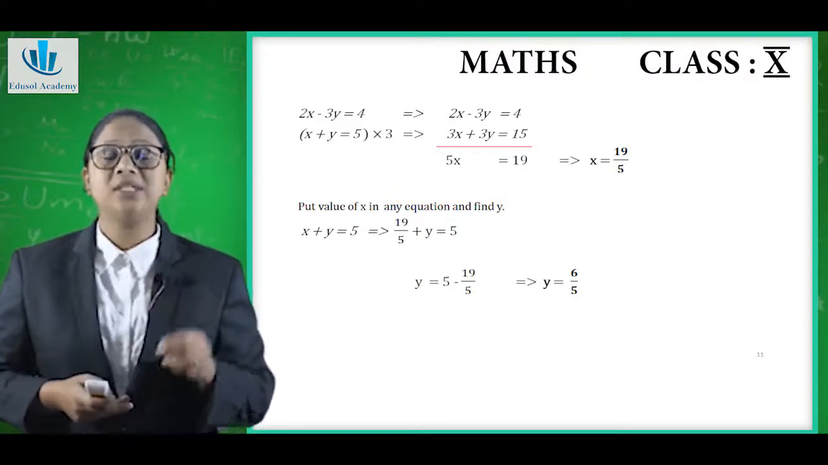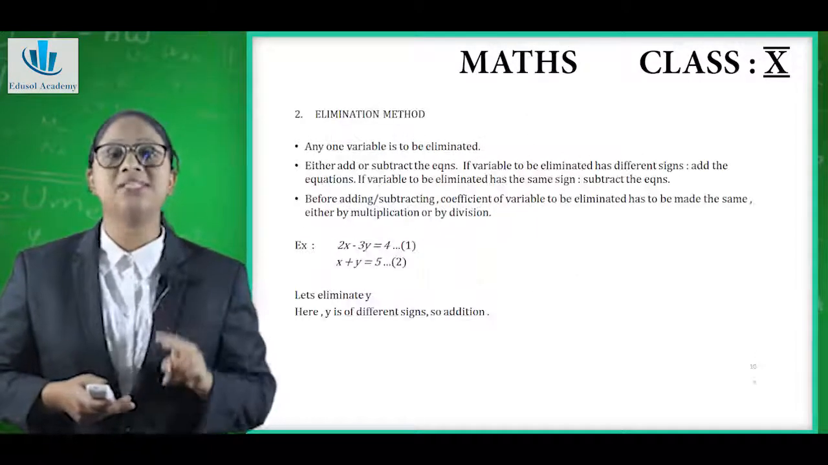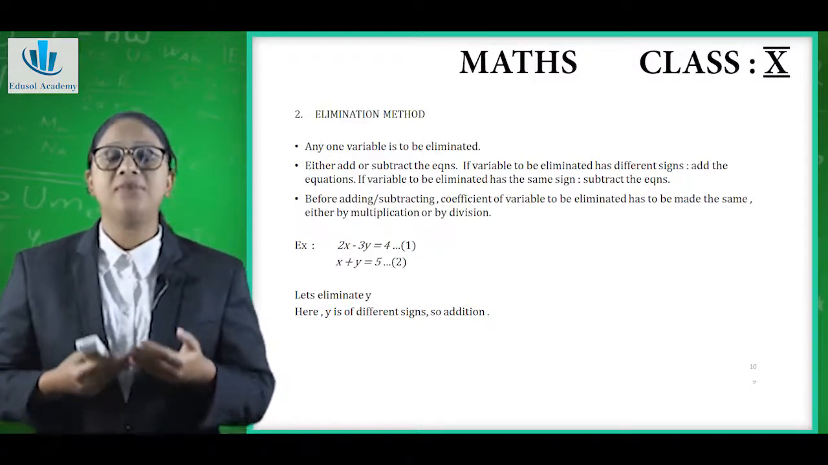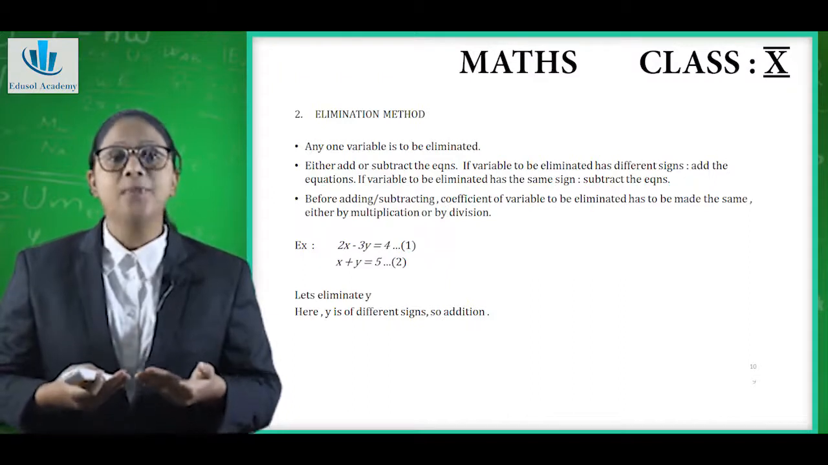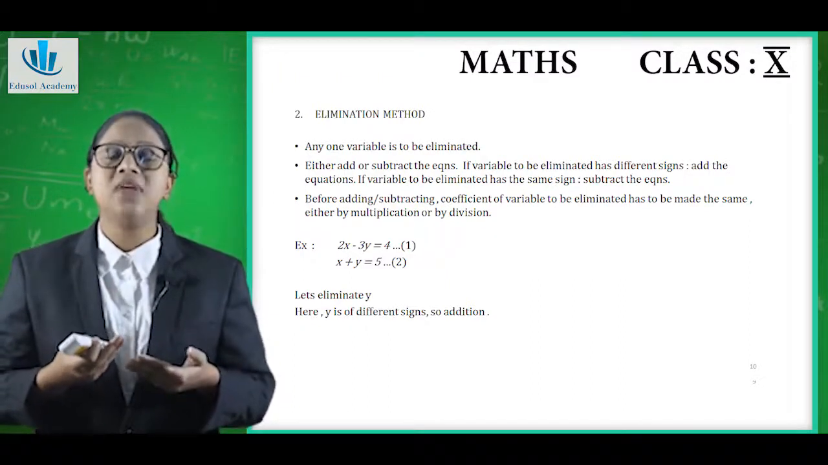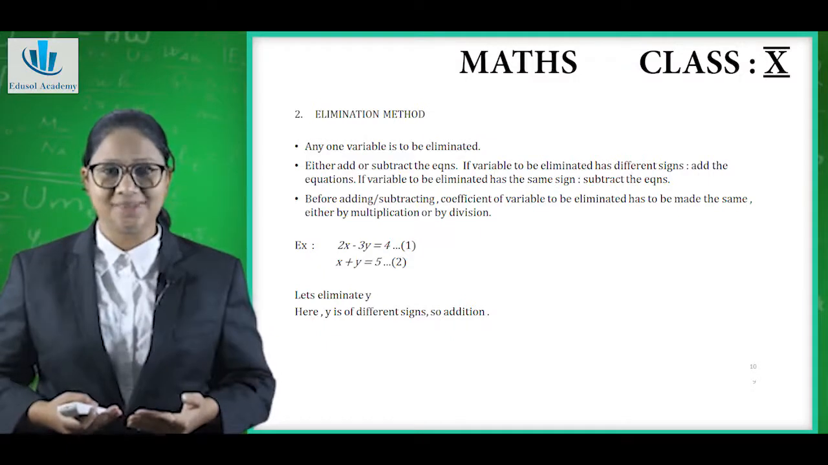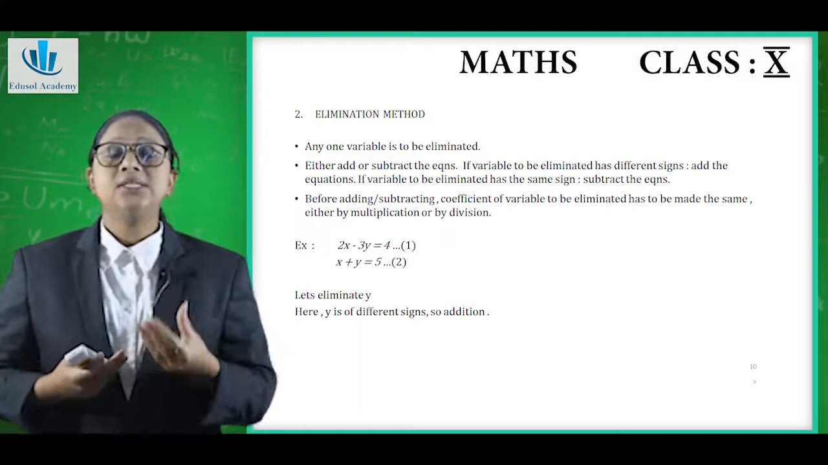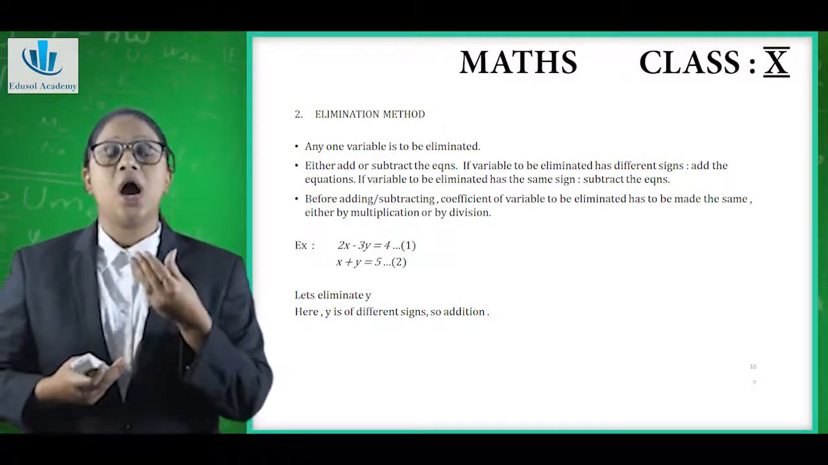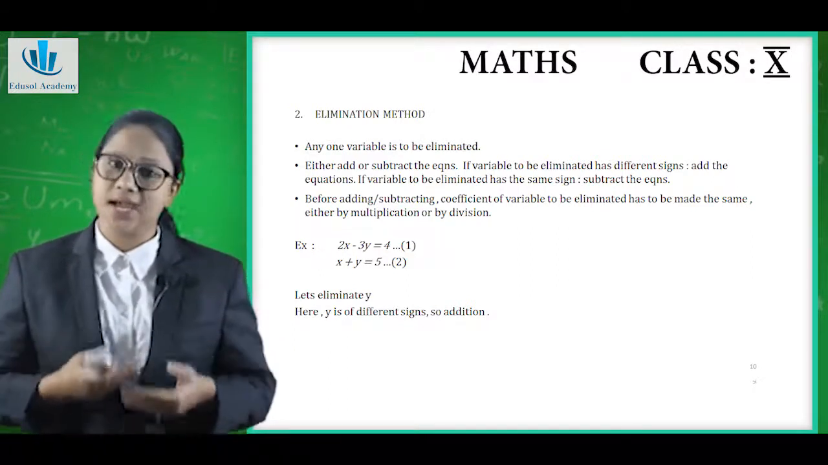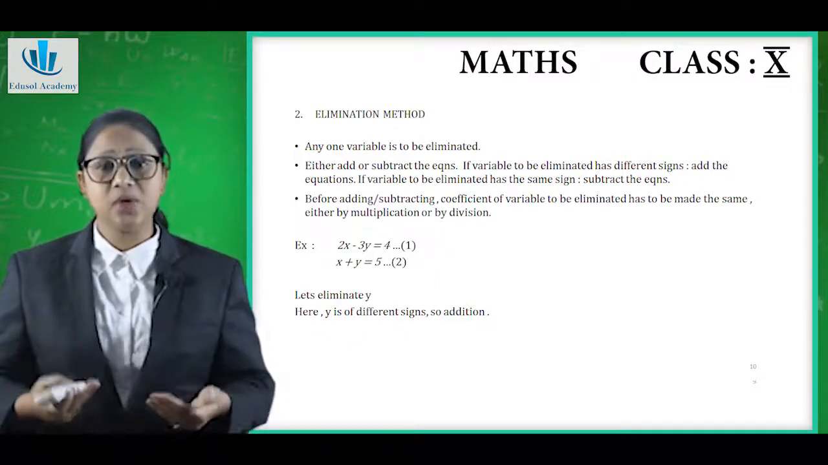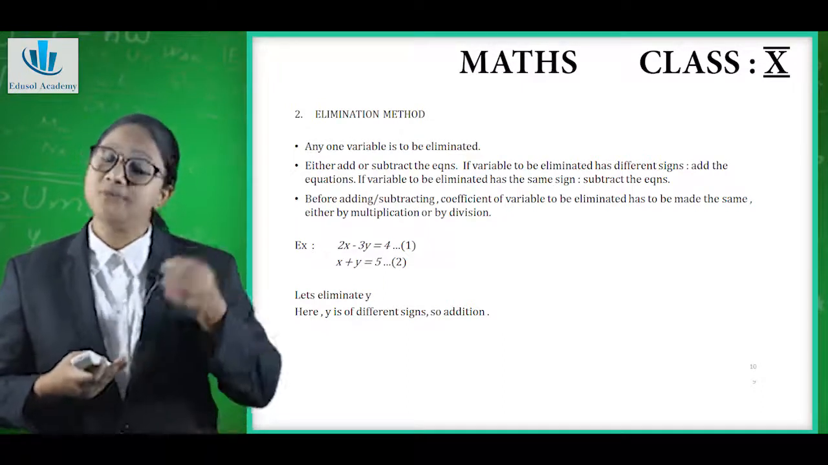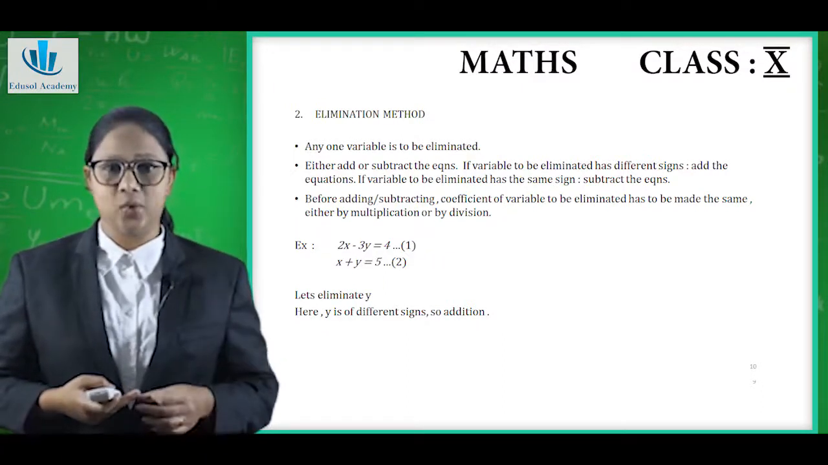Now one more thing, or the second rule that you have to keep in mind while doing the elimination method, is that if the signs of the variable to be eliminated are the same, then we have to subtract the equations. I hope my point is clear. Vice versa, if the signs of the variable to be eliminated are different, we have to add the equations.